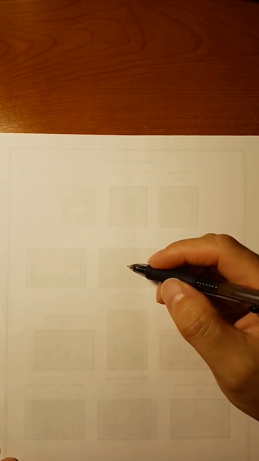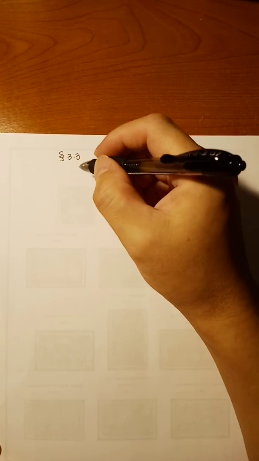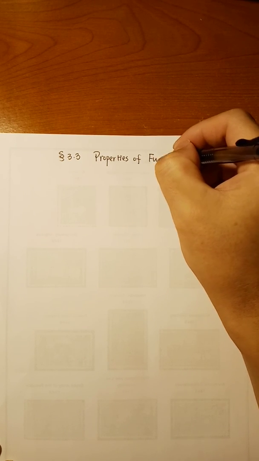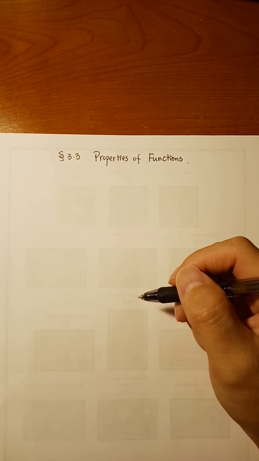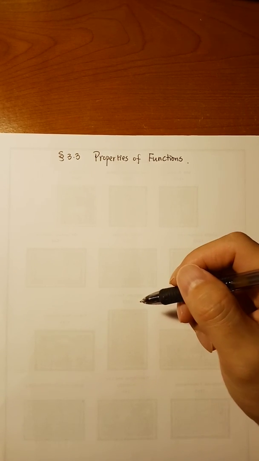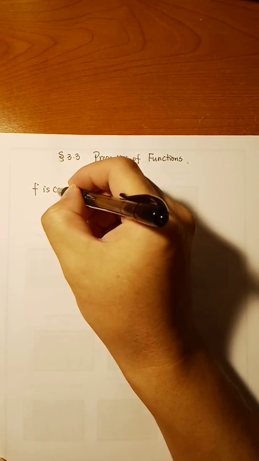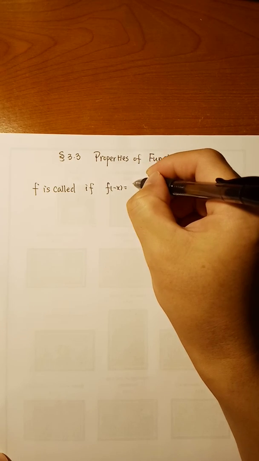Okay, let's continue the discussion about section 3.3. Section 3.3 is properties of functions. Last time, we discussed even and odd functions. So f is called even if f(-x) = f(x).